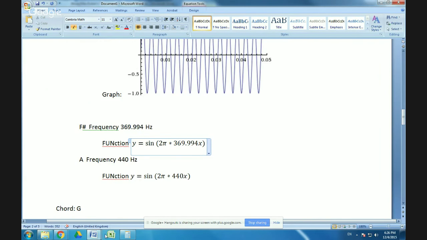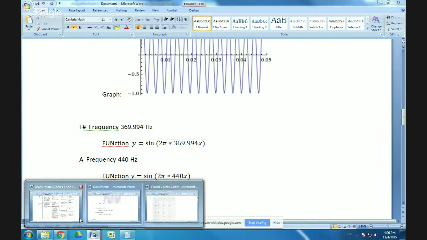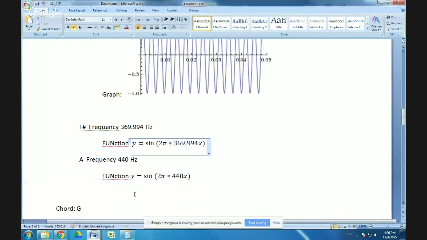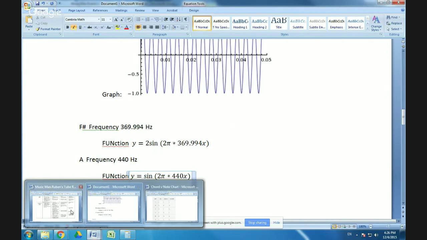So you need to explain that in writing. And you also need to compare two functions with different amplitudes. Okay, and that would just be, oh, this one has an amplitude of 2, this one has an amplitude of 1, therefore this would sound louder. Okay, that's all I'm looking for there, just to check your understanding.